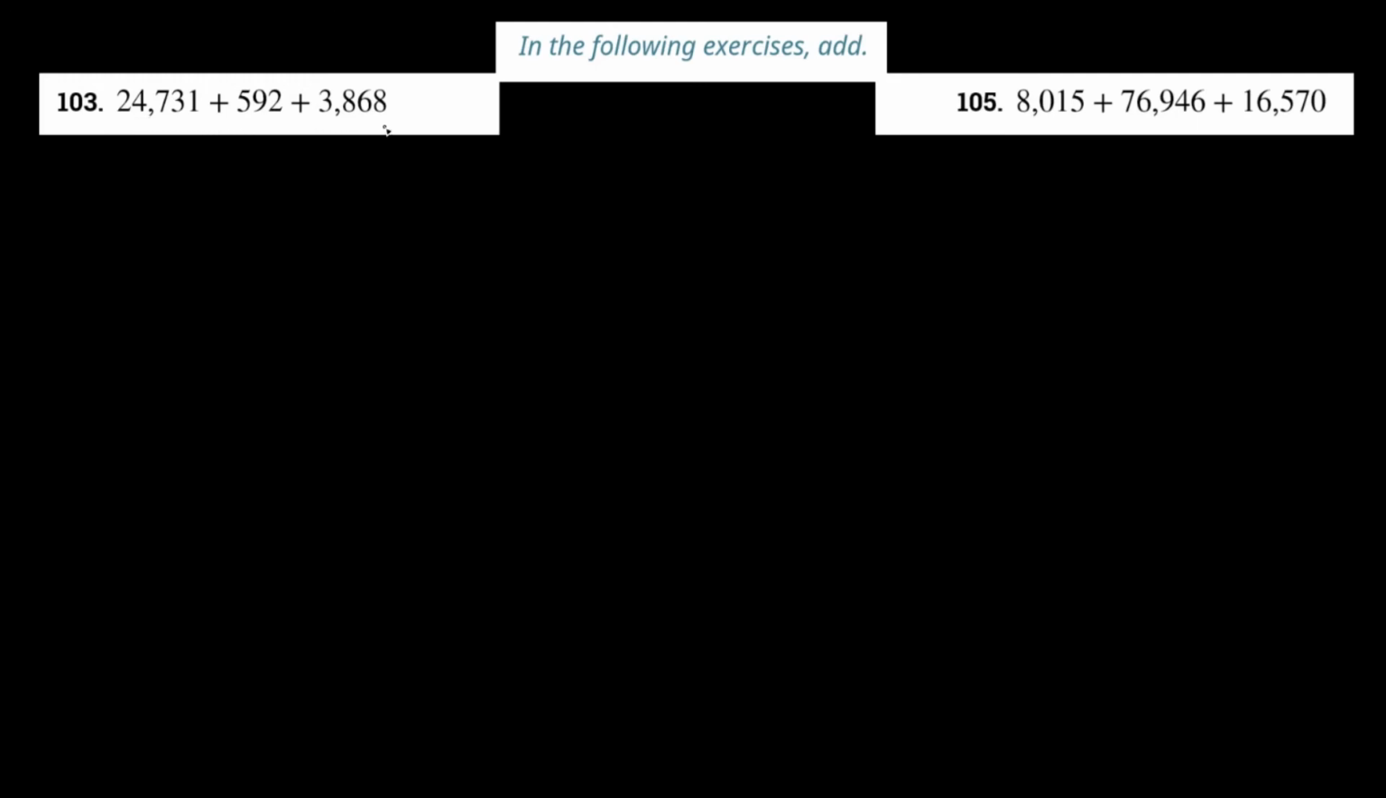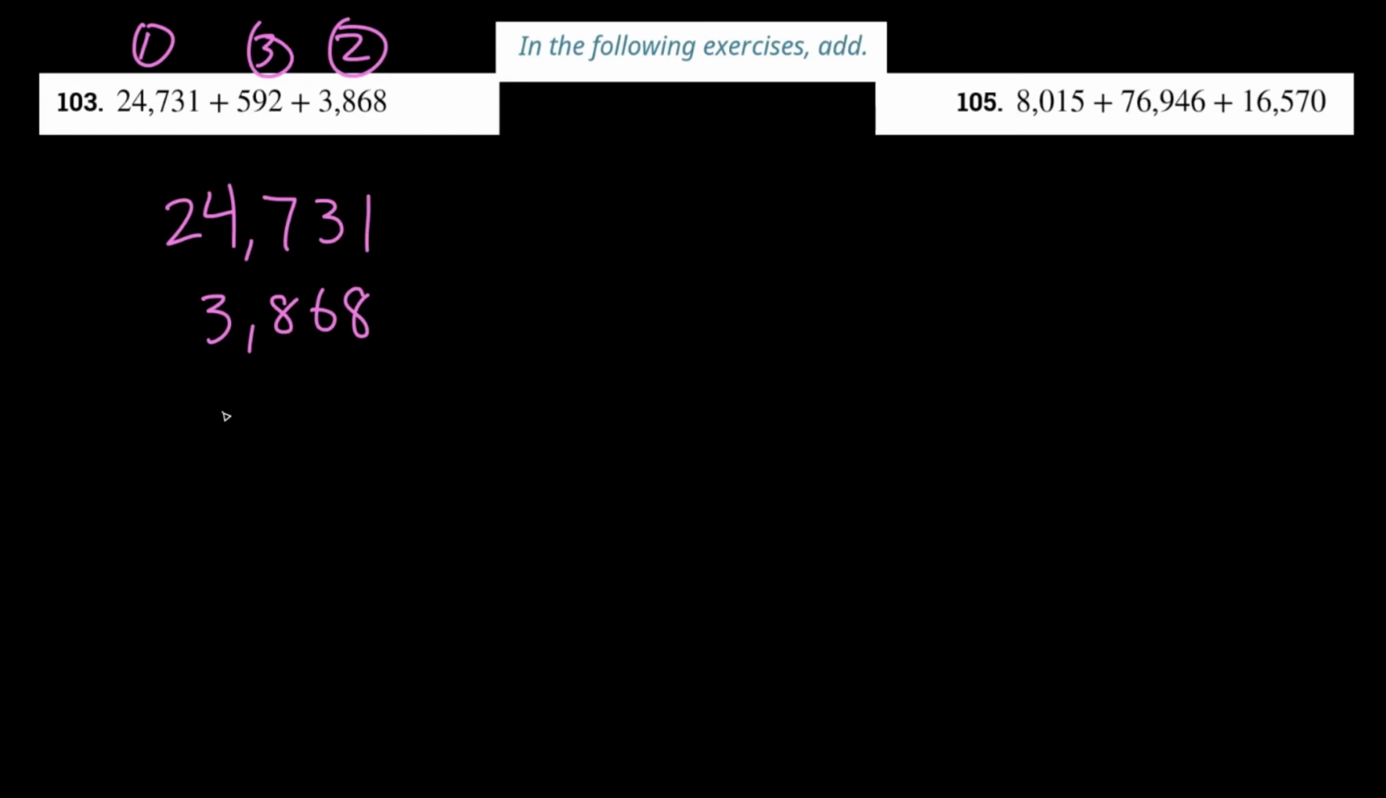These are our last two problems. We have 3 addends in this case, 3 numbers that we're adding together. And using the commutative property, we can rearrange the order. So it's usually easiest to start off with the largest number first. So we'll start off with this one first, and this one second, and this one third. So when we arrange this, we can arrange it first as 24,731. And then we can add this next largest, 3,868. And then we can add 592. Organizing it this way allows us to align the columns more easily to keep our work neat.